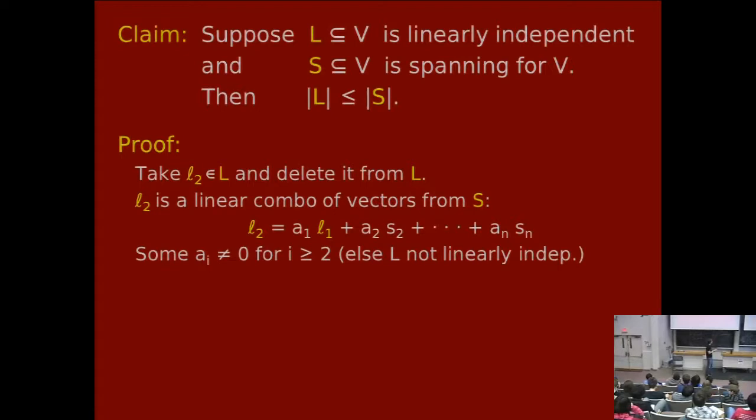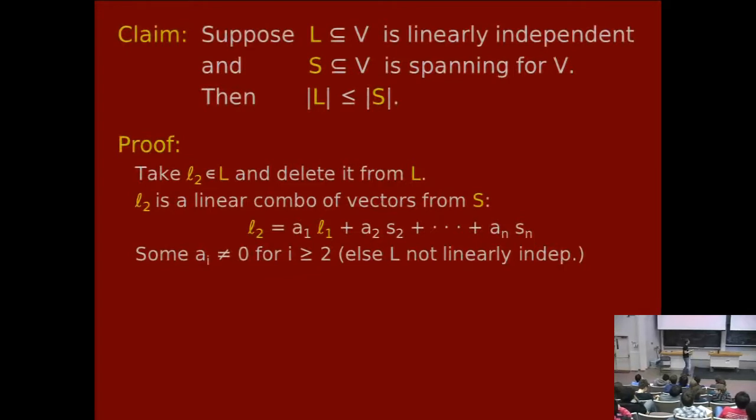Because suppose all of A2 through An were 0, then we'd have L2 equals A1 times L1. And that would mean that L2 is a multiple of L1. So L2 and L1 would not be linearly independent. So without loss of generality, let's assume that A2 is non-zero.